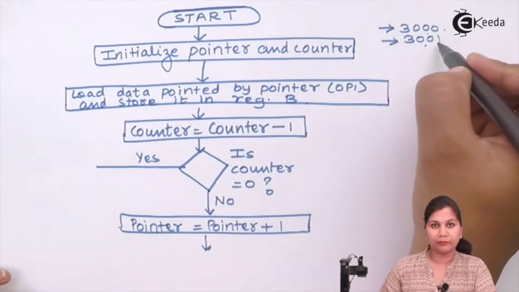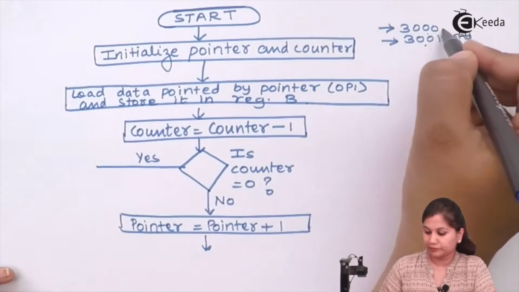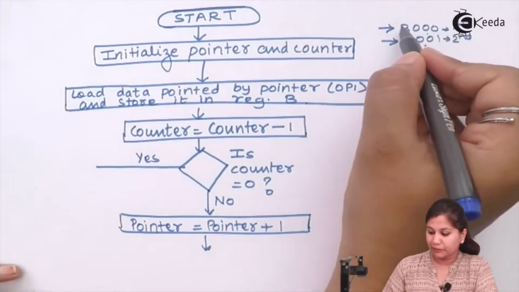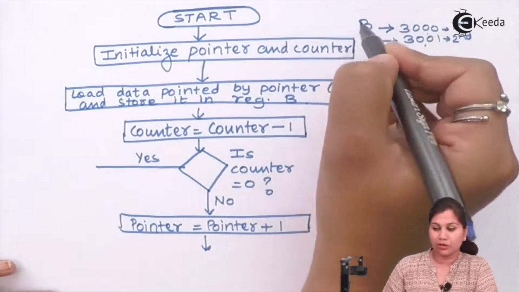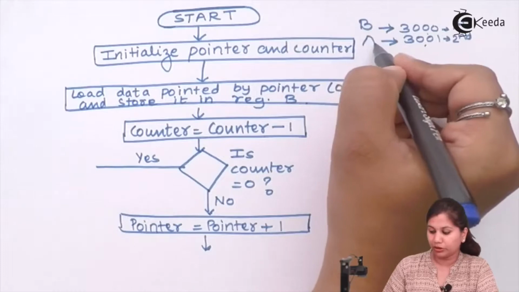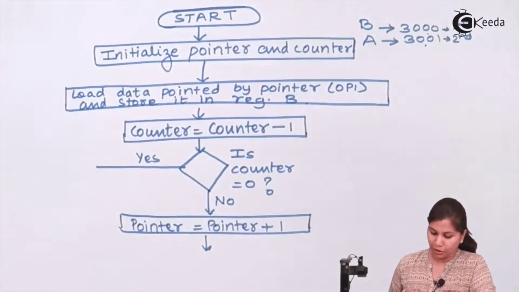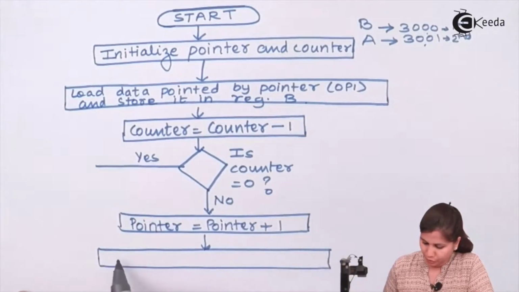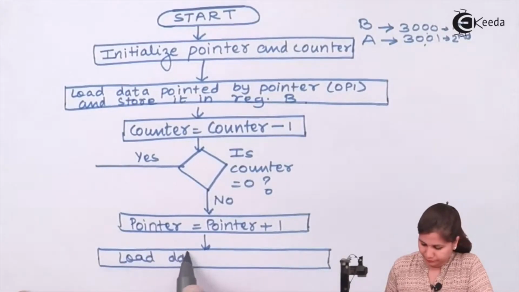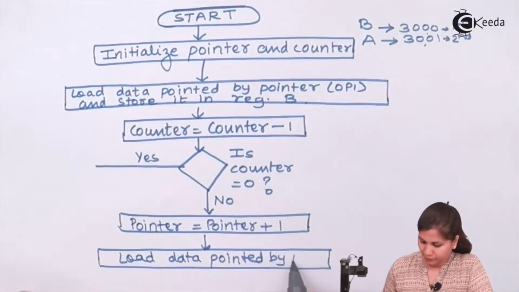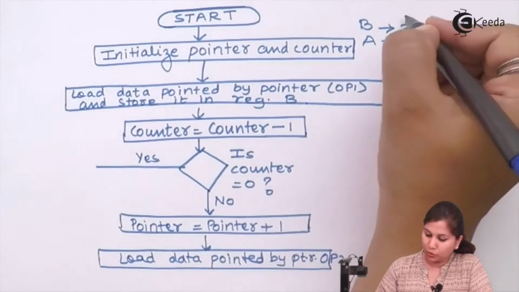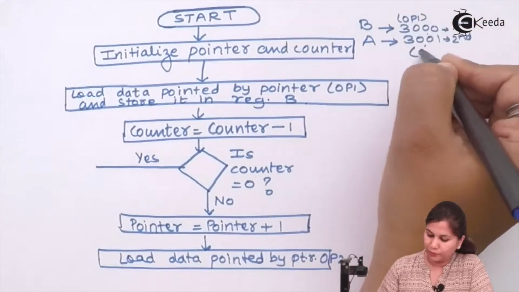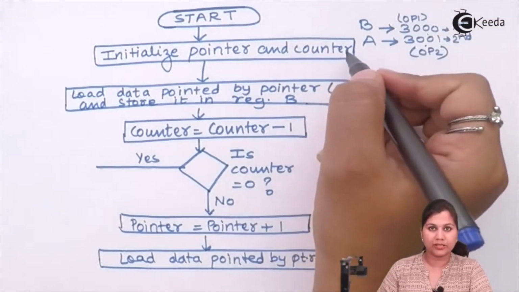Now at the 3001 memory location, we have our second number. The first number is already stored in register B. So now we have to store that second number into register A, that is the accumulator. So the next step is to load the data pointed by pointer OP2. So this was OP1 and this was OP2, that is in register A.